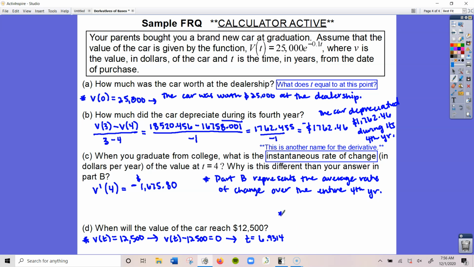So this means that the value of the car will reach $12,500 when t is equal to 6.9314. And that's it.